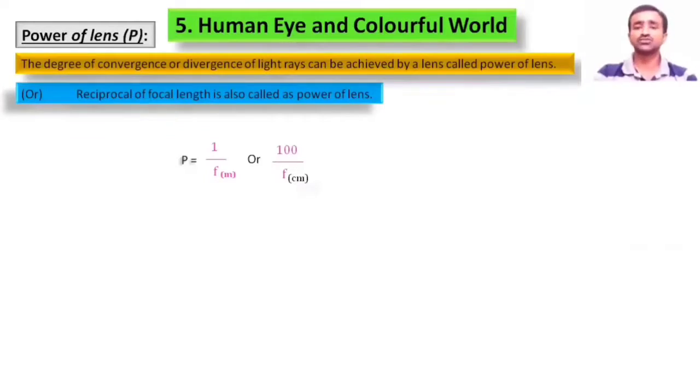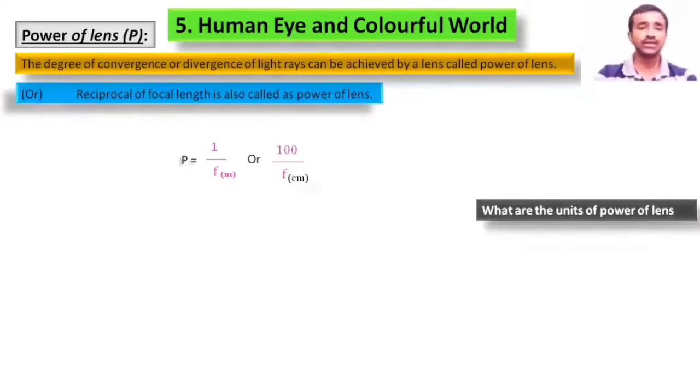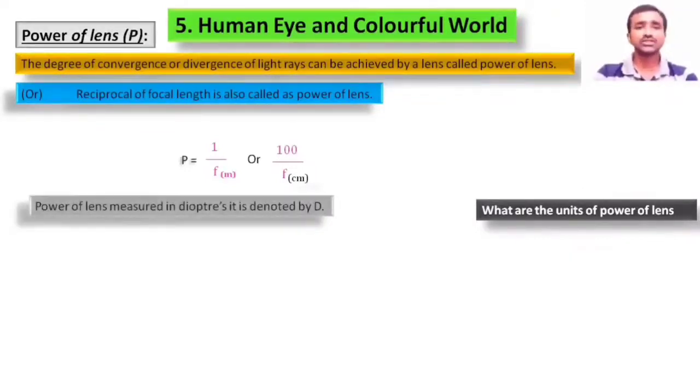Then we'll go for the next one. Here, what are the units of power of lens? Actually, according to this formula, we can say per meter or per centimeter, but we are not going to use that one. Especially, the unit given for the power of lens is dioptres. So power of lens is measured in dioptres, and it is denoted by the capital letter D.